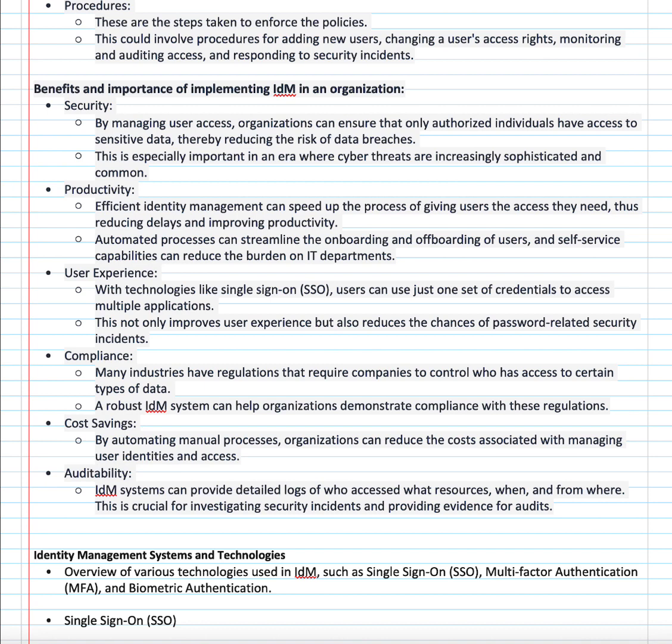Automated processes, this is another thing when it comes to productivity-wise. It allows for automated processes to basically streamline your onboarding and offboarding of users. So you have individuals who leave your company and they exit, right? So when they exit, how do you remove those credentials quickly? That's always been a challenge. You'll see this a lot within a company.